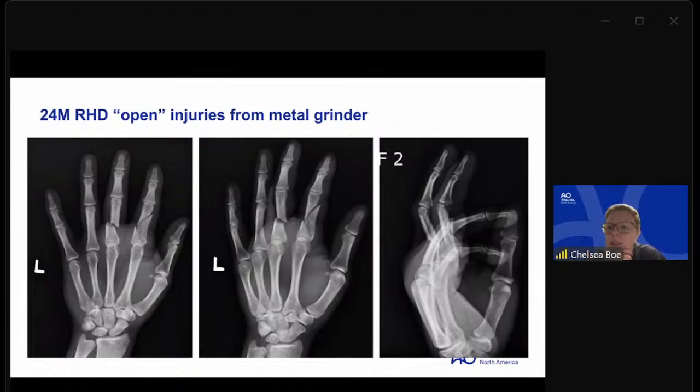And I'm curious, how would both of you approach these? What would be your treatment?